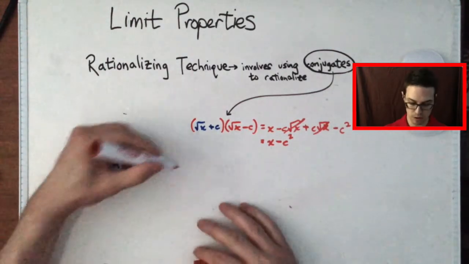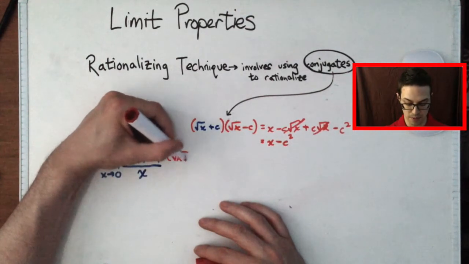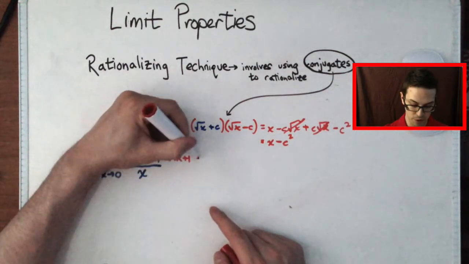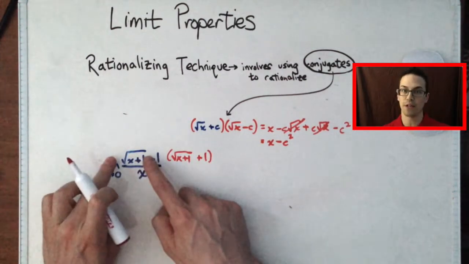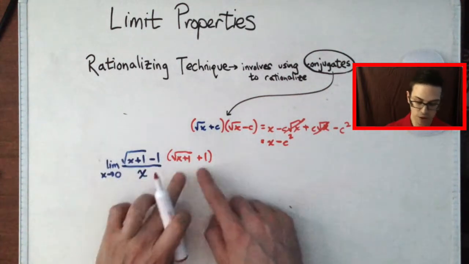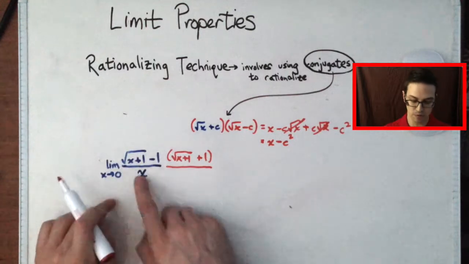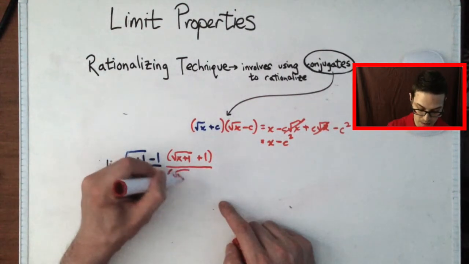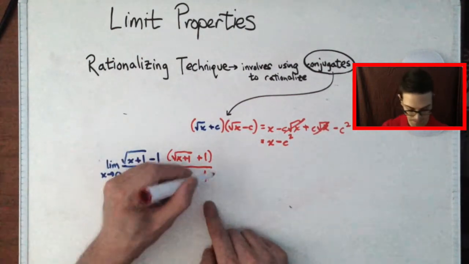So I'm going to multiply this numerator by the square root of x plus 1, only this time instead of minus 1 after it, I'm going to do plus 1. So now this is a conjugate with this numerator. Now what you multiply the top by, you also have to multiply the bottom by. So technically we're just multiplying this function by 1. So times the square root of x plus 1 plus 1.